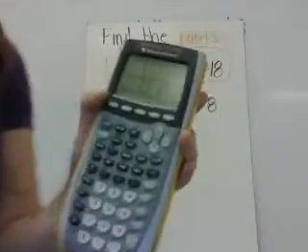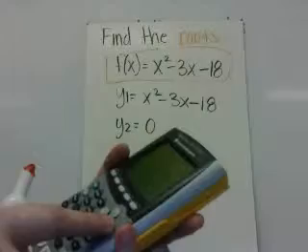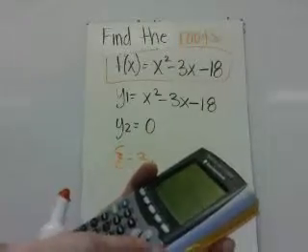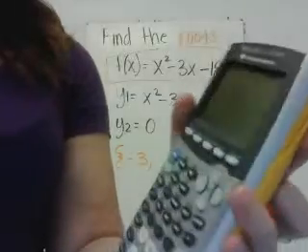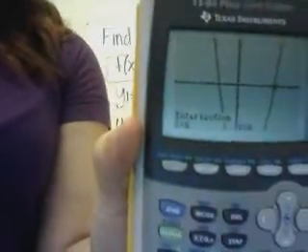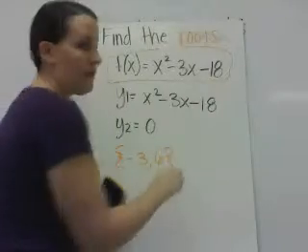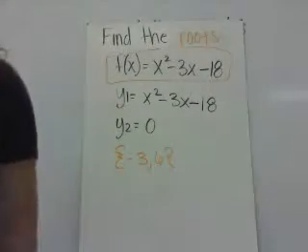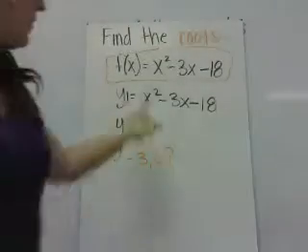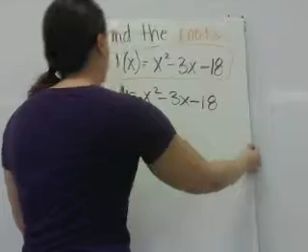Squiggly brackets because I'm finding two x's. I need to hit second trace 5 and scroll over so that I'm closer to the positive side. Enter, enter, enter. And I get +6. But if you don't remember that you need to put that 0 in y2, your calculator won't be able to help you. You could still graph the original function and estimate where it crosses the x-axis, but that's not exact.